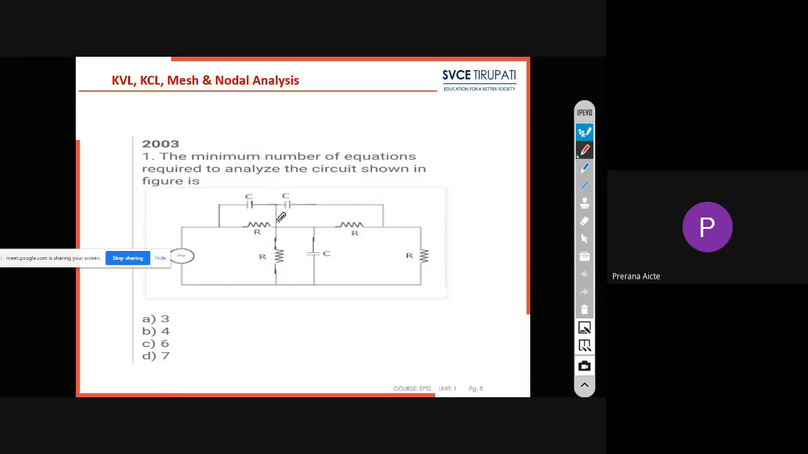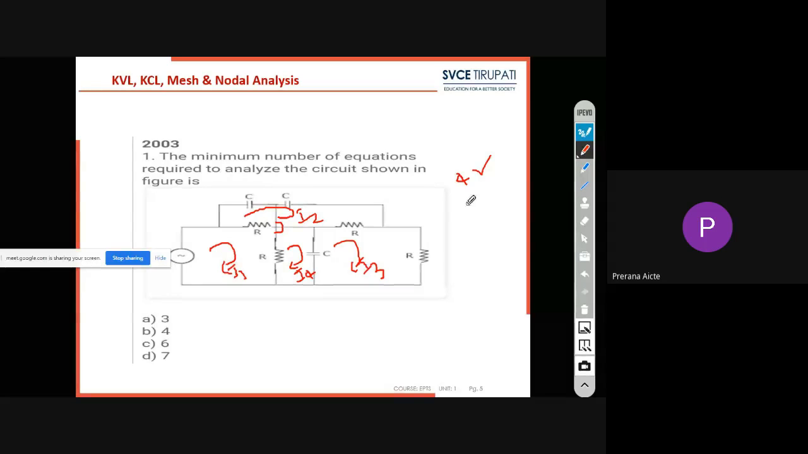So see here, this is one loop, let us take this as I1, this one is I2, this one is I3, and another loop is also there, which we call I4. How many mesh equations are needed? The number of mesh equations is the number of loops. So while solving using mesh analysis, we need four equations.